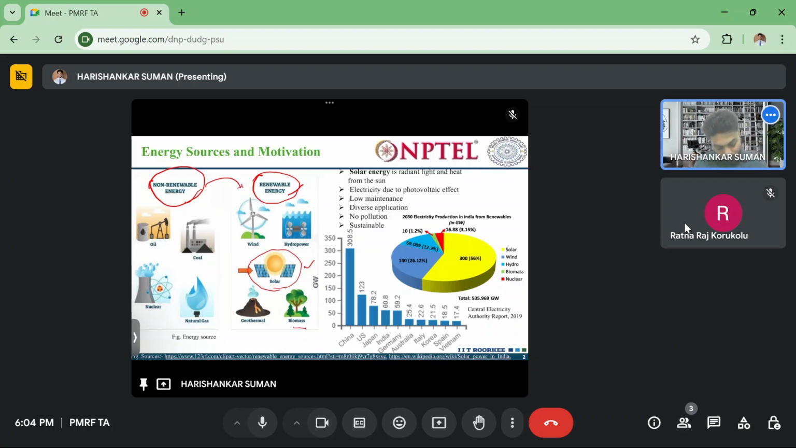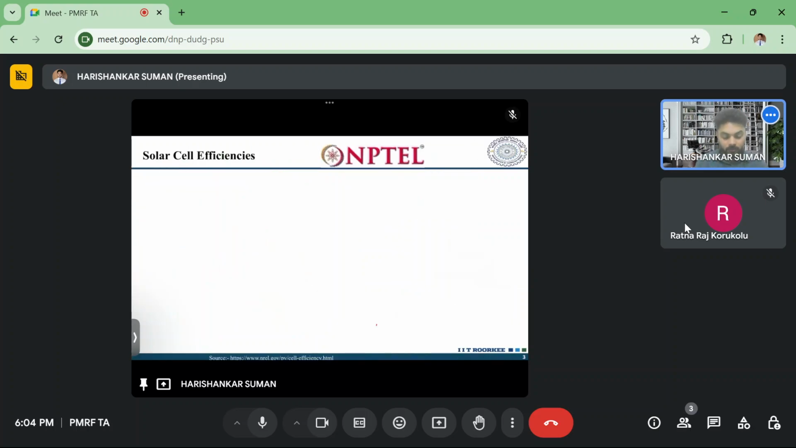Worldwide it ranks fourth in use, and it is low maintenance. Also, we can see many applications, and it is sustainable also.